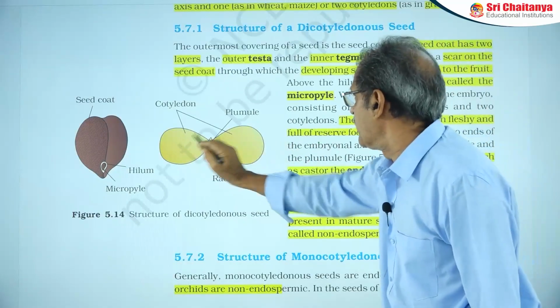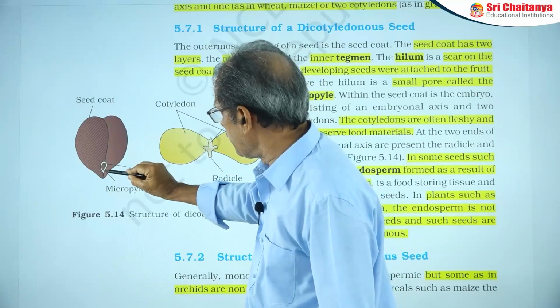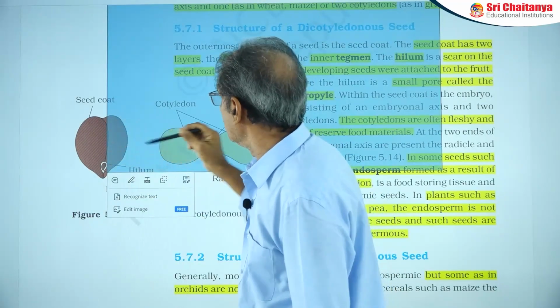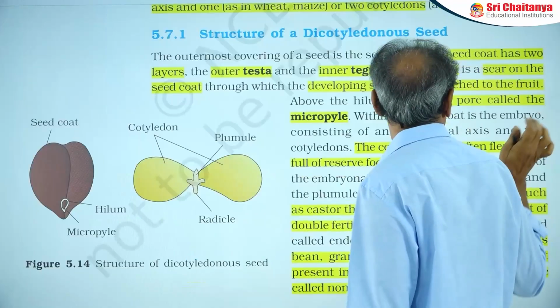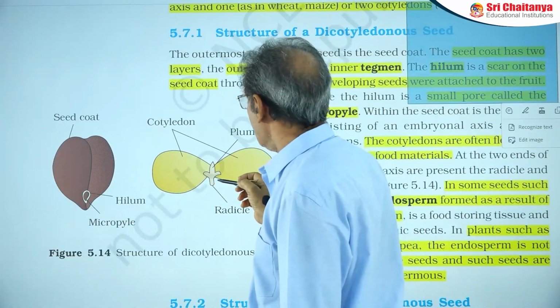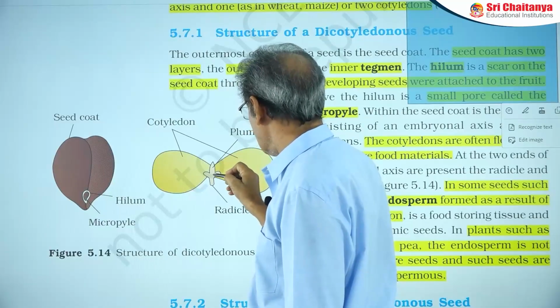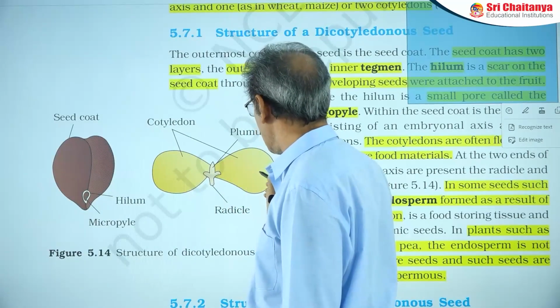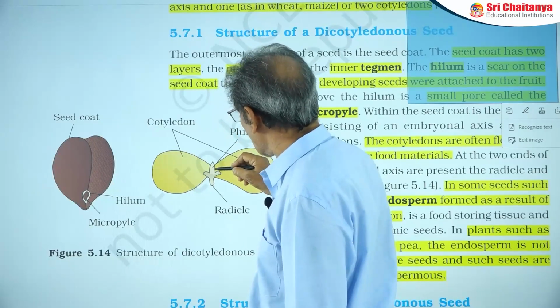Next one is the cotyledons, two cotyledons. So this is the hilum here, this is the micropyle region. This entire thing is seed coat. And this is the embryo, and this is the embryonic axis. These are the two cotyledons because it is a dicot. And the embryonic axis is also called tigellum.